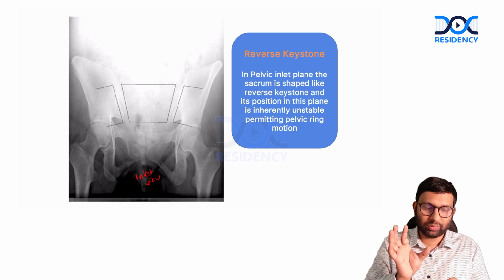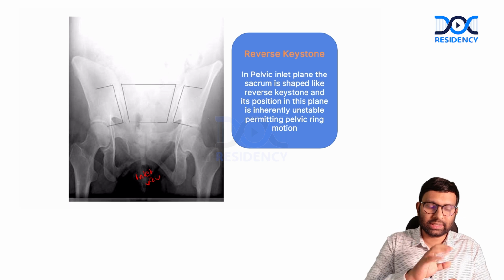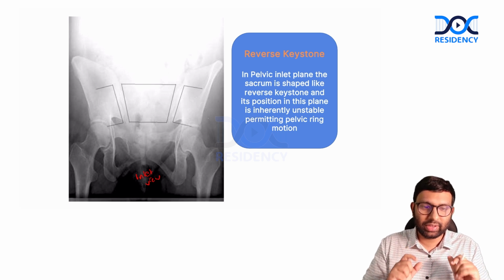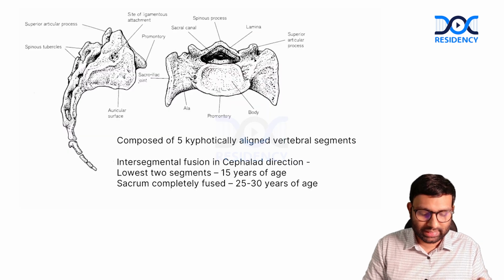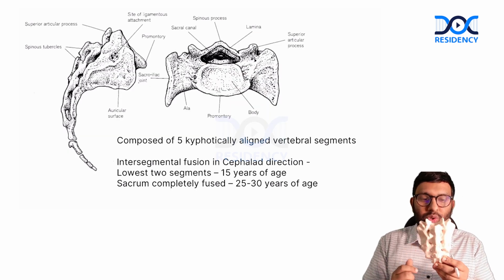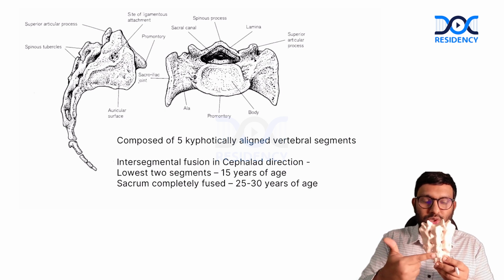Sacrum locks it with a true keystone appearance, and in the reverse keystone it allows some pelvic ring motion to occur. Okay, that is why the sacrum is extremely important. Now let's study the anatomy of the sacrum. So you're seeing the sacrum posteriorly.